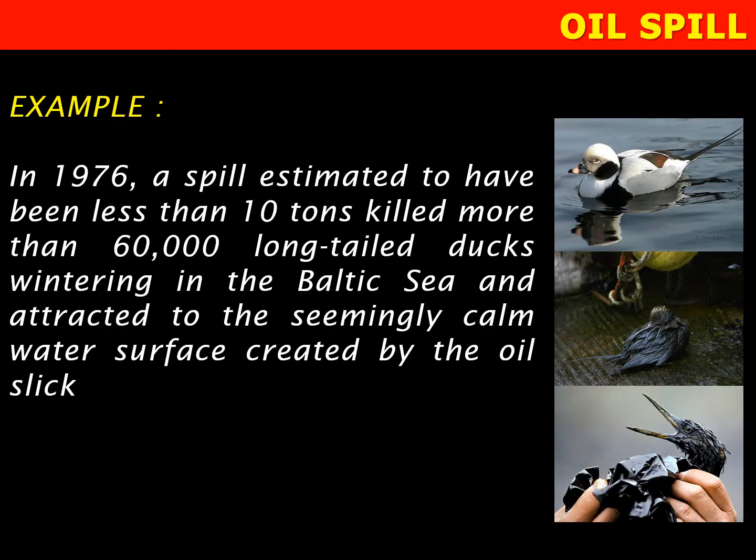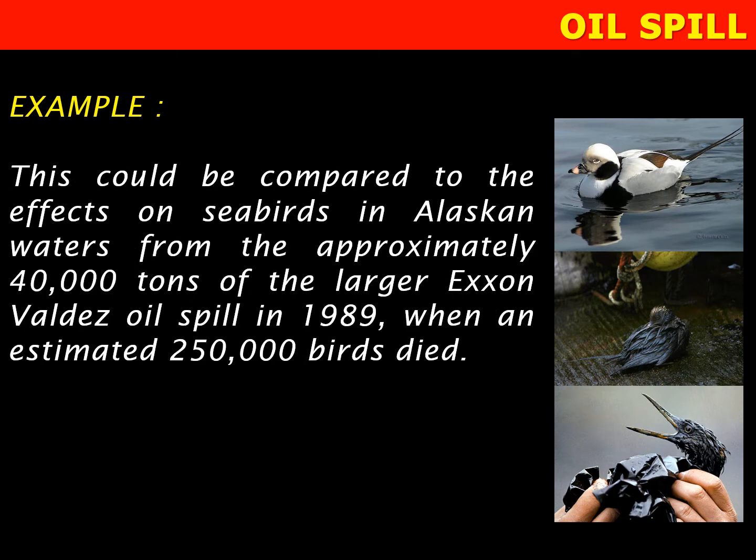Let's look at an example. In 1976, a spill estimated to have been less than 10 tons killed more than 60,000 long-tailed ducks wintering in the Baltic Sea, attracted to the seemingly calm water surface created by the oil slick. This could be compared to the effects on seabirds in Alaskan waters from the approximately 40,000 tons of the larger Exxon Valdez oil spill in 1989, when an estimated 250,000 birds died.